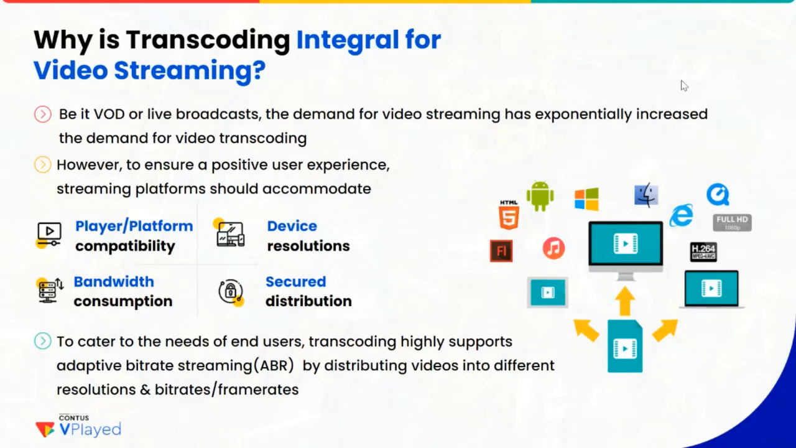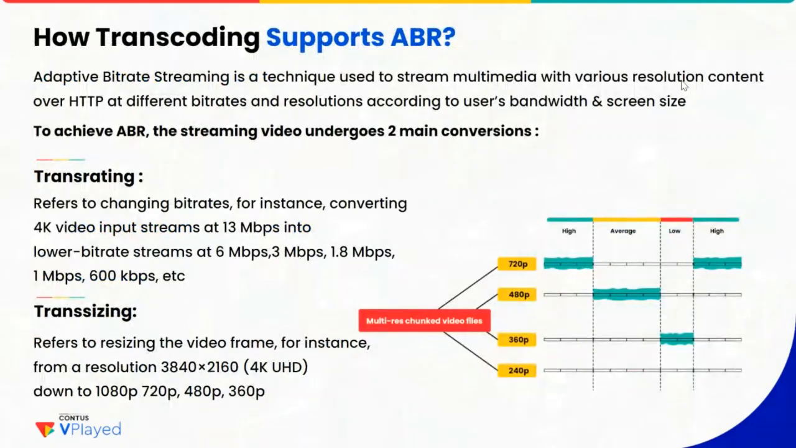So all these things can be achieved by means of transcoding. Majorly two things: one is player compatibility and the other is device resolution. In order to achieve this, there is a feature called adaptive bitrate. Adaptive bitrate is a kind of streaming technique, and it operates over the HTTP protocols. The idea behind it is that a particular video is converted into multiple streams.